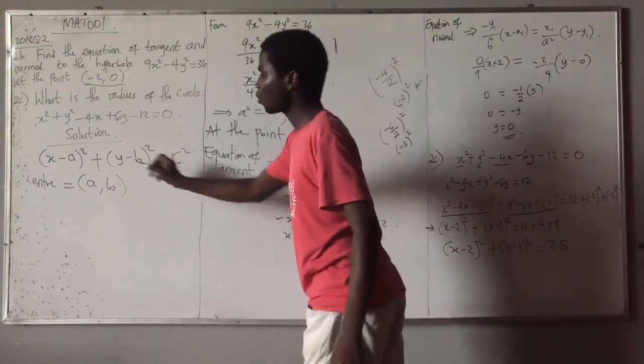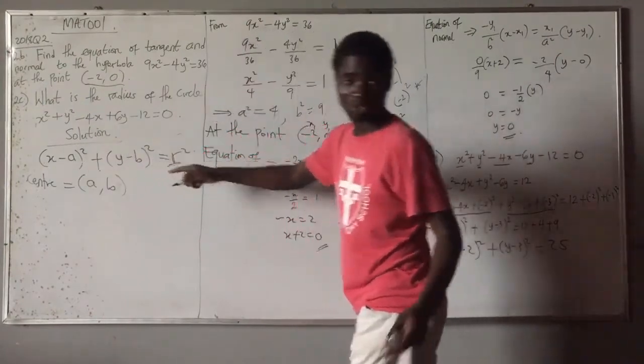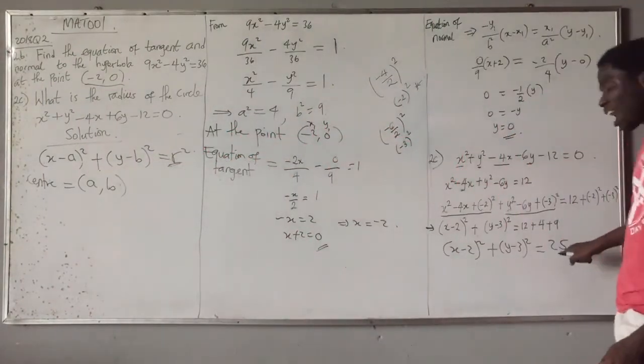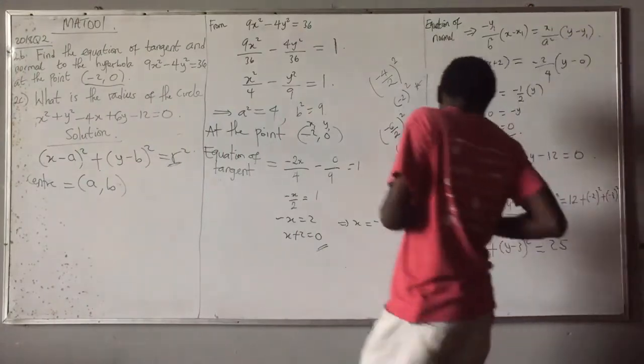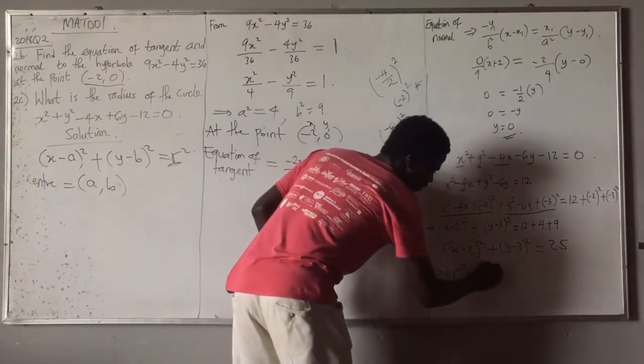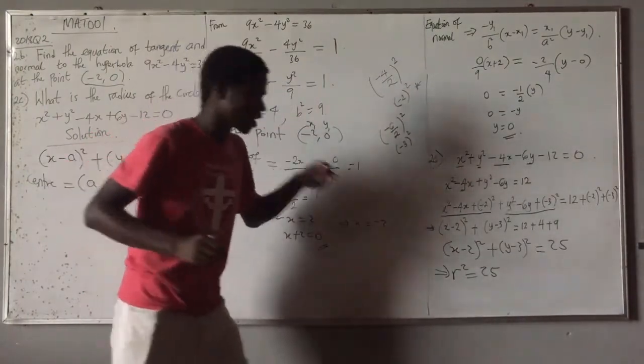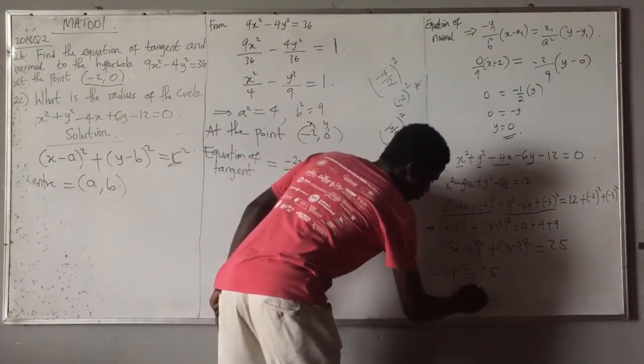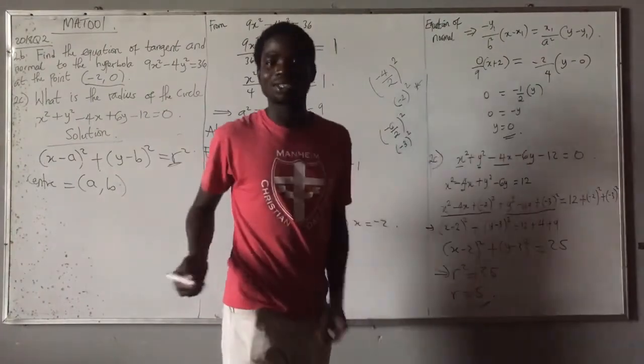What is at the right hand side? Once you can write x minus a all squared plus y minus b all squared, you are done. So this is r squared. So it means that r squared equals 25. So take the square root of both sides. r will be equal to 5. So therefore the radius is 5.